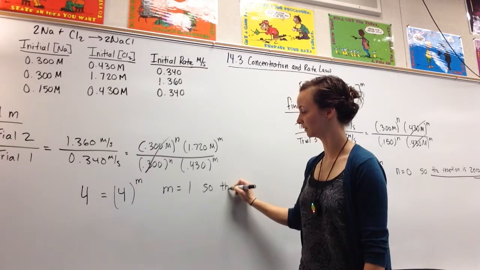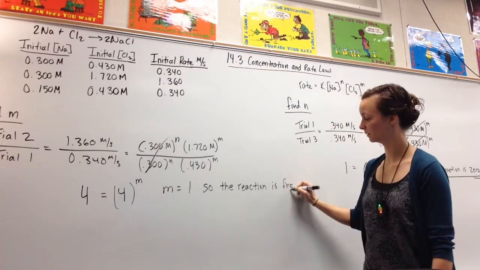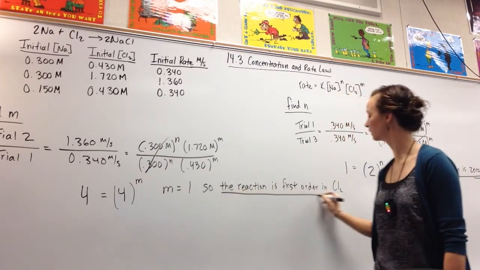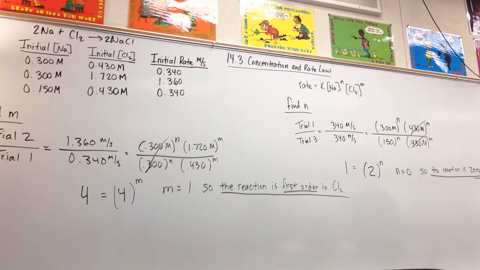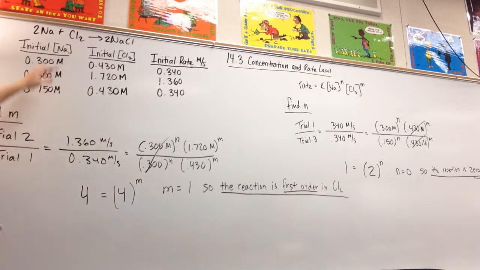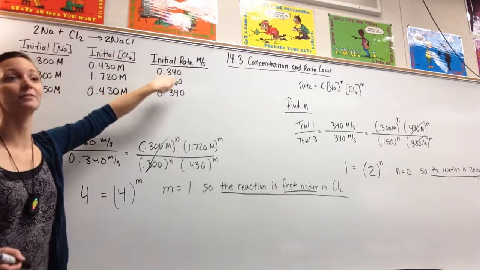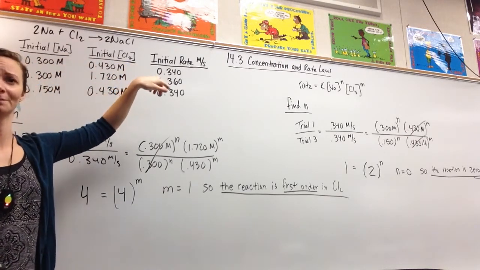So this means the reaction is first order in Cl2. What does it mean to be first order in Cl2? It means that if you take a look at what happened here, we quadrupled the concentration of chlorine and the rate quadrupled. If we had doubled the concentration of chlorine, the rate would have doubled. If we had tripled the concentration of chlorine, the rate would have tripled. Do you guys see that relationship?